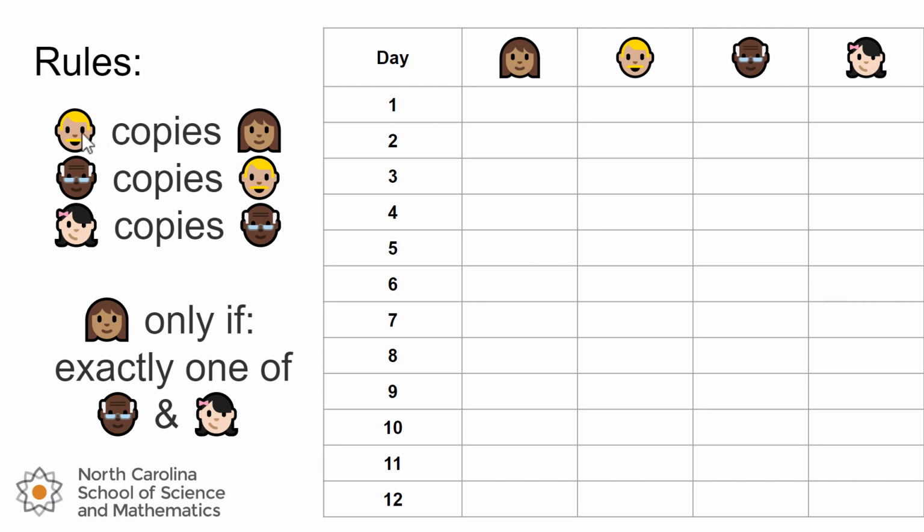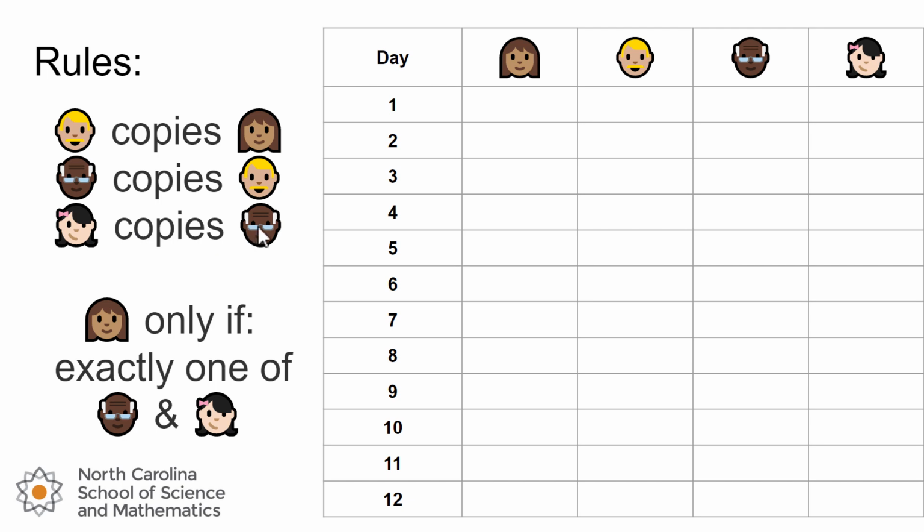So the blonde man is going to copy whatever the woman with the brown hair did the previous day. So if on day 1 the woman with the brown hair wore a hat, on day 2 the blonde man would wear a hat. If on day 1 the woman with the brown hair did not wear a hat, the man with the blonde hair would not wear a hat also. The same rule applies with the man with the white hair and glasses. He's going to copy whatever the blonde man did the day before. And then the woman with the bow in her hair, same rules. She's going to copy whatever the man with the white hair and glasses did the day before.